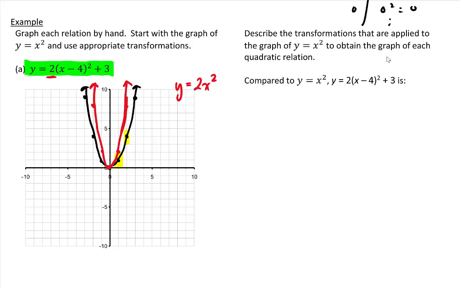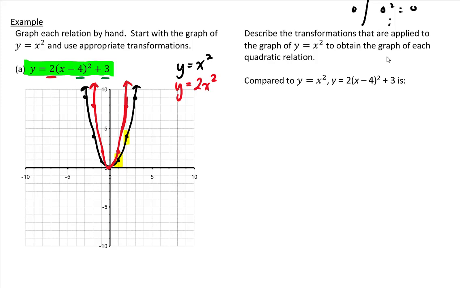Let's make this a little bit neater. The black graph is y equals x squared. The red graph is y equals 2x squared. Let's go to the next one. Now we have to deal with the 4 and the 3. So remember that x minus 4 tells us h is 4, not negative 4. So that's 4 to the right and 3 up.